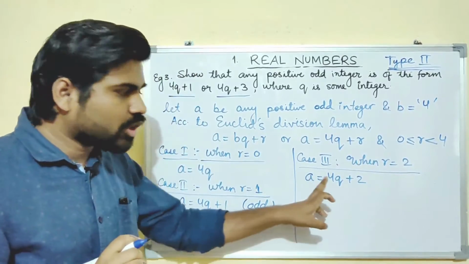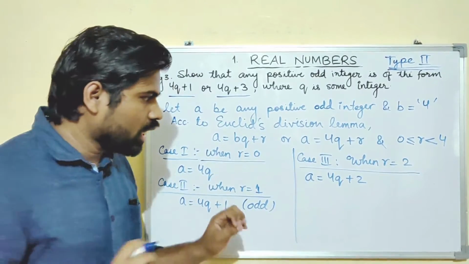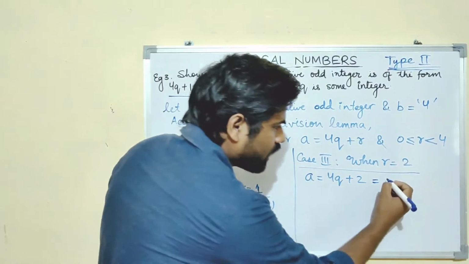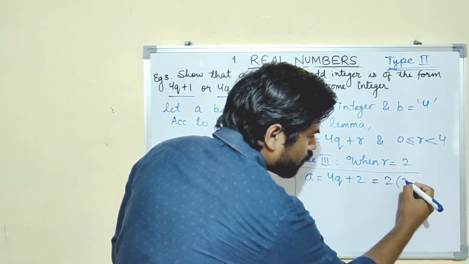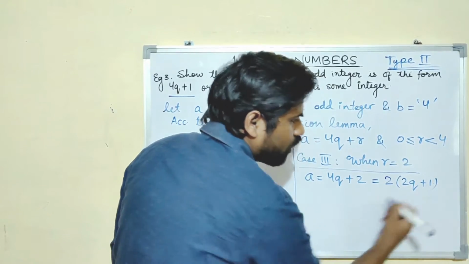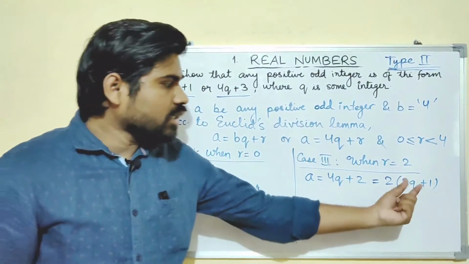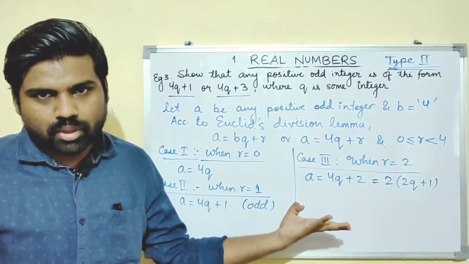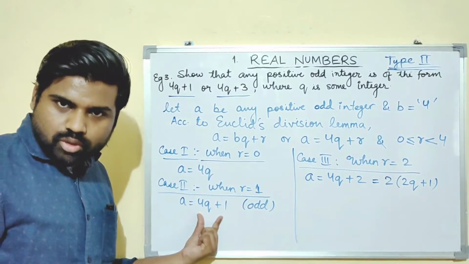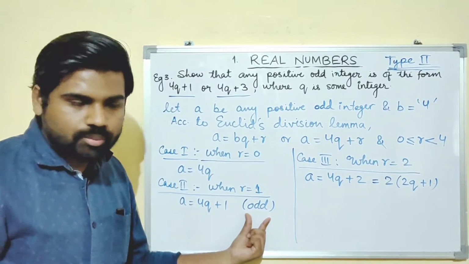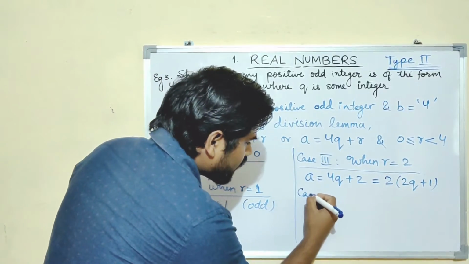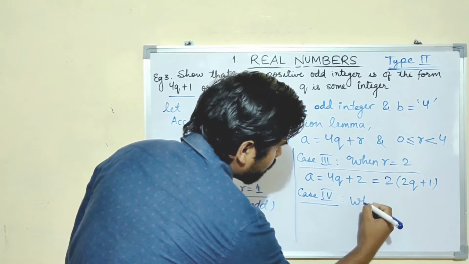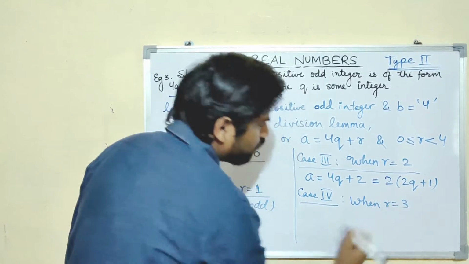Let me tell you, try to take 2 as common. In this expression you can take 2 as common. See how? 2q plus 1. And since you are able to take 2 as common, this is an even number. Here you can't take 2 as common, so it is odd. Let us see the fourth case, which is when r equals 3.